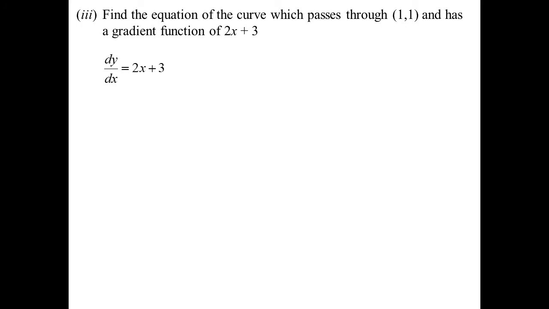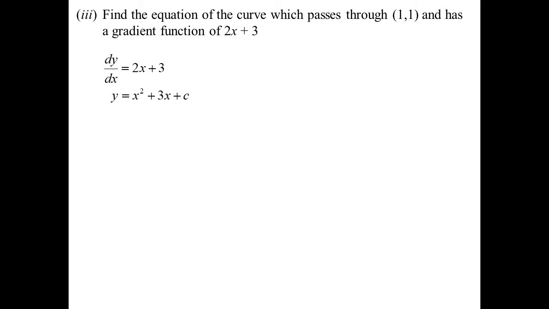Because it's an equation of a curve we're finding, I'm going to call it dy dx instead of f dash x. So dy dx is 2x plus 3. So y must be, add 1 to the power, we get 2 over 2, but the 2 cancels with the 2. So we've got x squared, the 3 becomes 3x plus a constant.